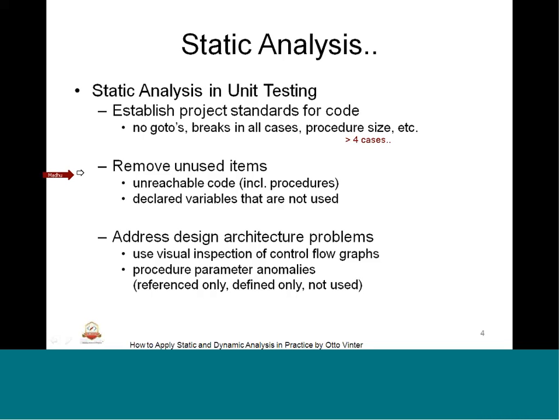And another aspect could be removing unused items. That means there may be unreachable code or functions within the code, and declared variables that are not used. All these parts can be identified either by inspection or review or with the help of tools. Such as unreachable code, declared variables that are not used. This can be avoided in the implementation. Such things will be brought out while doing the static analysis of the implemented program.